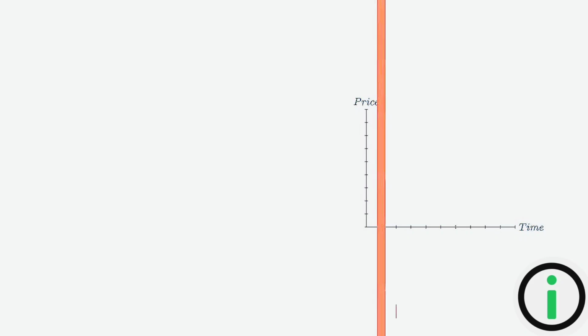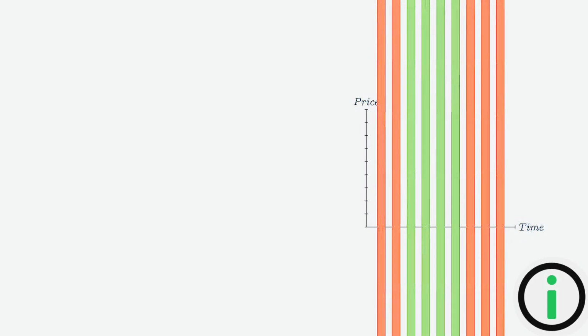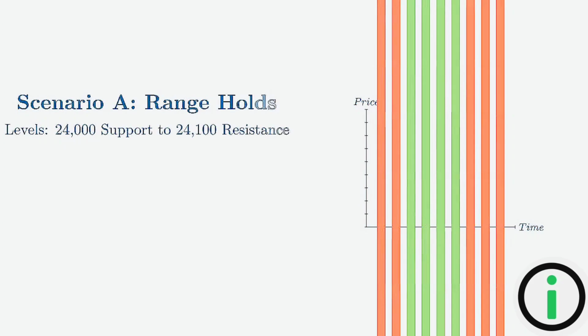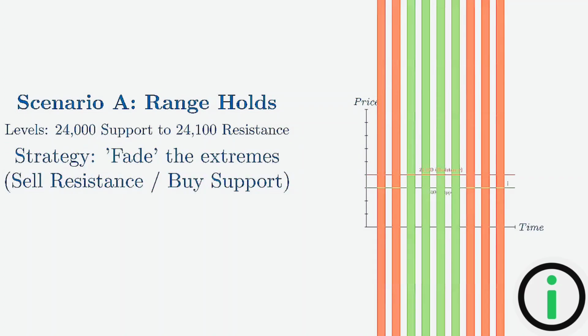Based on the data and the chart structure, we can map out two primary scenarios for the next trading session. Scenario A assumes the range holds. This has a higher probability right now because Max Payne is pinning the price near the expiry week. In this case, traders often fade the extremes.